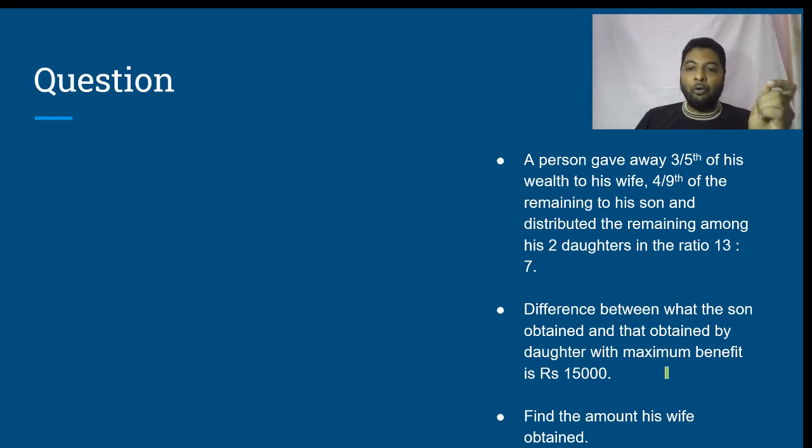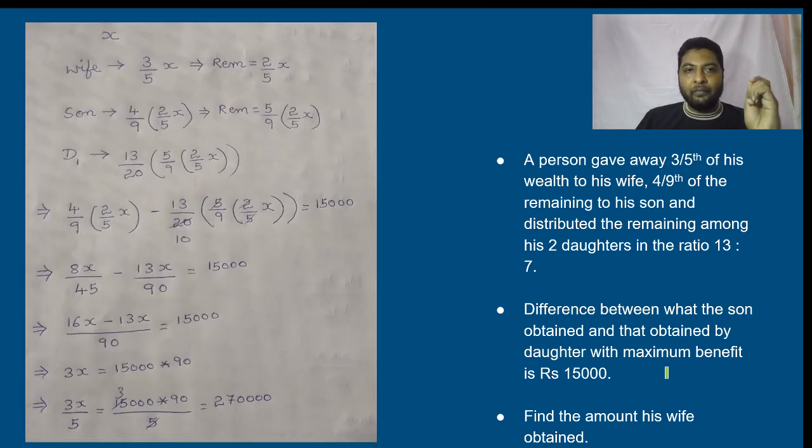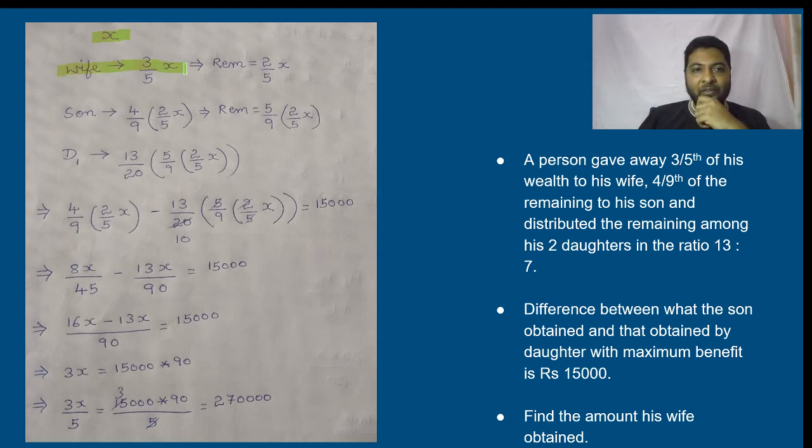Find the amount his wife obtained. If we resort to the traditional way of solving, this is how we solve. Let us say the person had X rupees with him. How much did he give his wife? 3/5 of X. So, the wife got 3/5X.